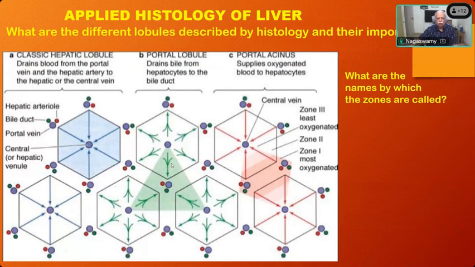So whatever bile is secreted from the hepatocyte, all of it will drain towards the bile duct at the corner of the hepatocytes. Okay, so this is the second imaginary lobule, and the third is the portal acinus, which has a diamond shape instead of the hexagonal and triangular shape of the other two. It has a diamond shape. This is also a six-sided structure, but a little elongated like a diamond.